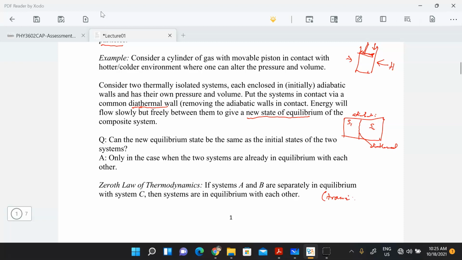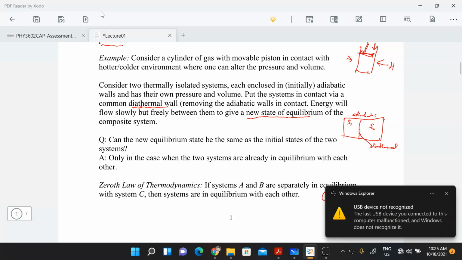Getting to the end of my cursor. Oops, what happens? Oh.